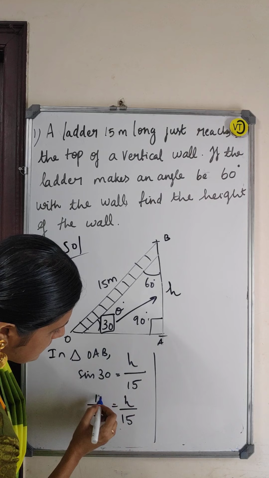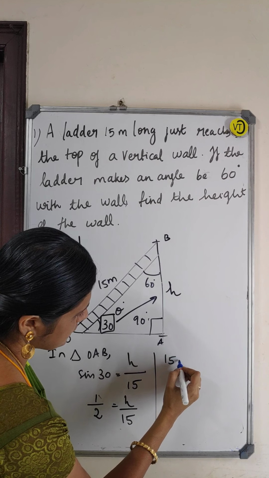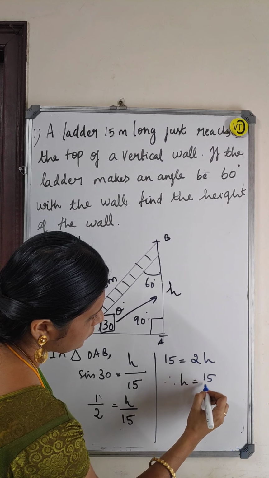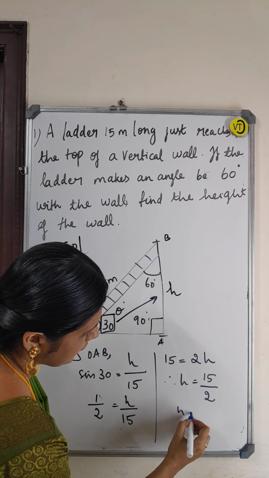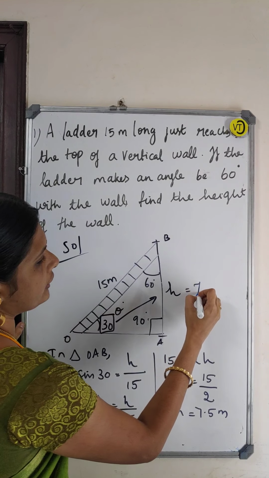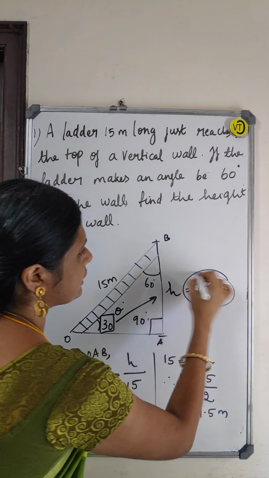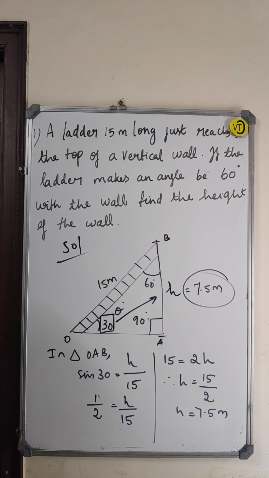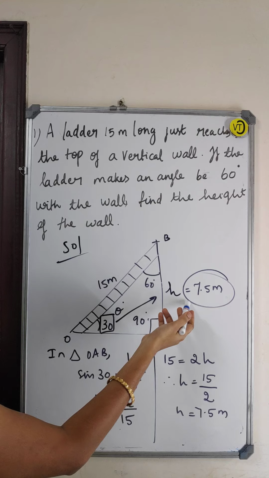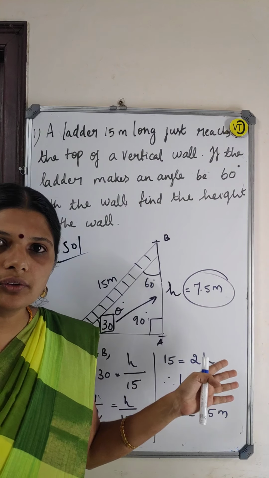Cross multiply it. 15 is equal to 2h. Therefore h is equal to 15 by 2. h is equal to 7.5 meter. So I got 7.5 meter. That's it. It is very easy, right? So the height of the wall you found, height is equal to 7.5 meter.